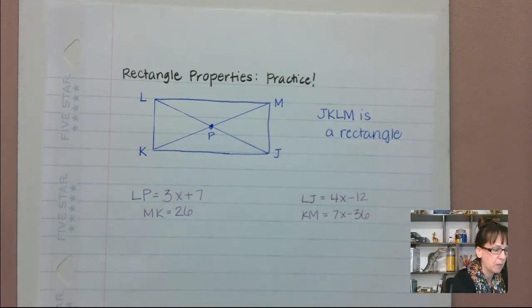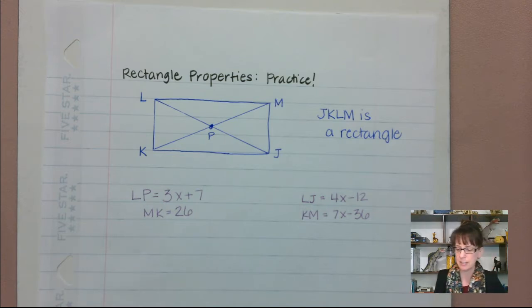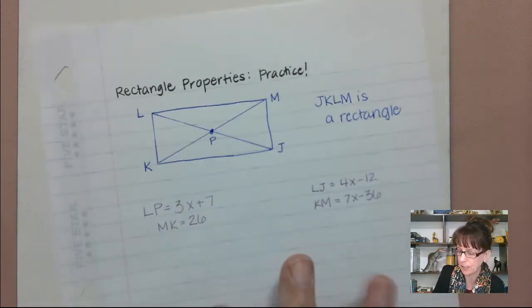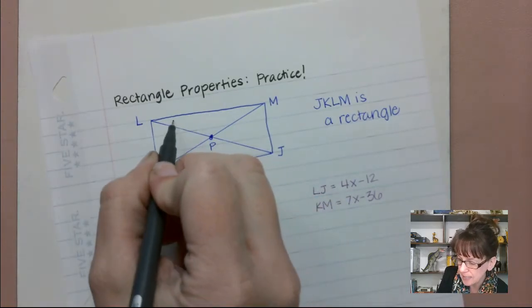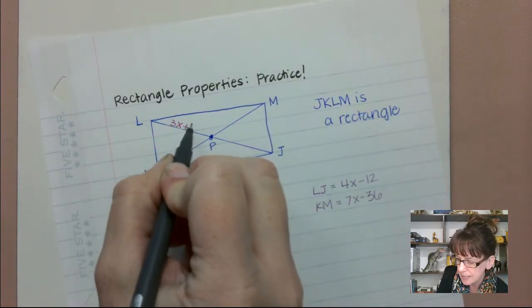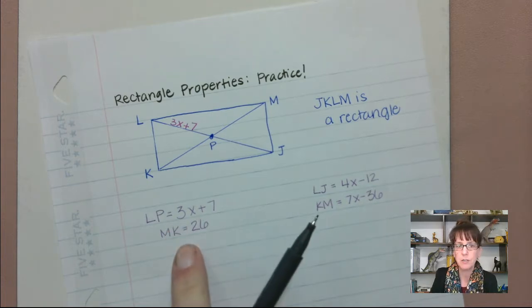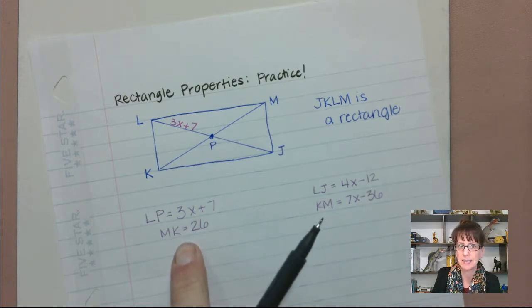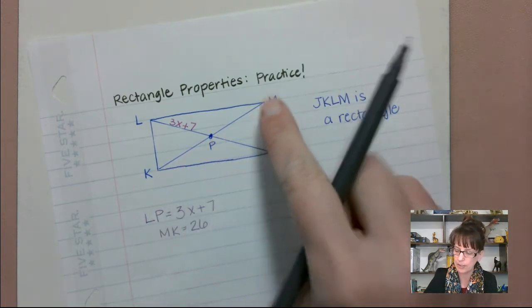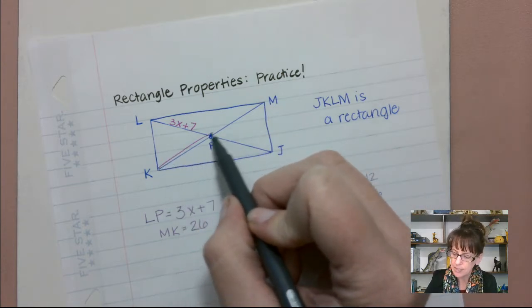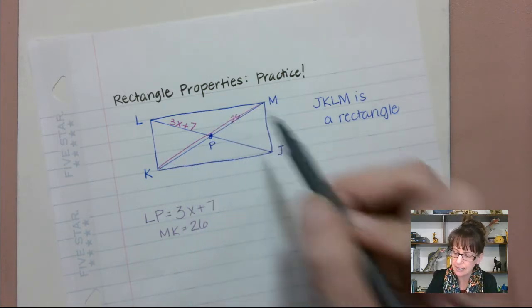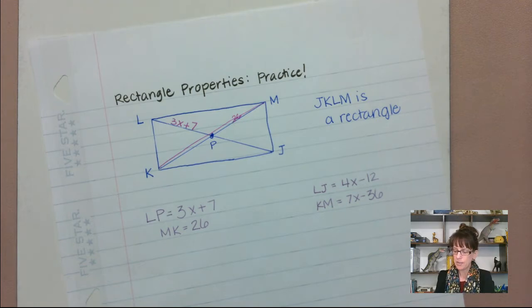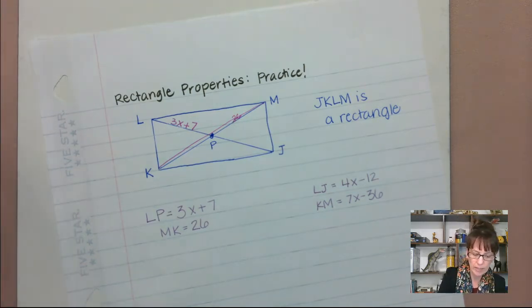Let me grab some pens here. Okay, so LP is this guy right in here, and that is 3x plus 7. Then we also know MK is 26. MK is this whole thing along here. So we know this guy all along here is 26. Okay, so with that information in mind, what can we do?